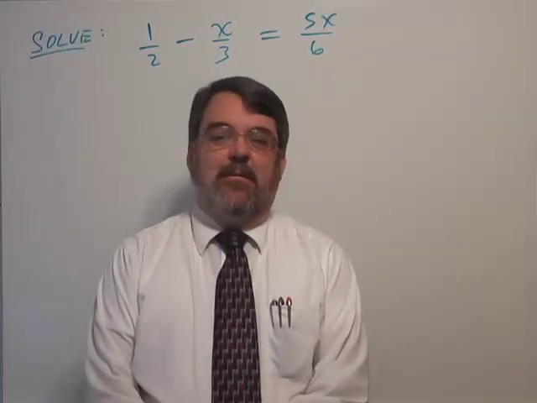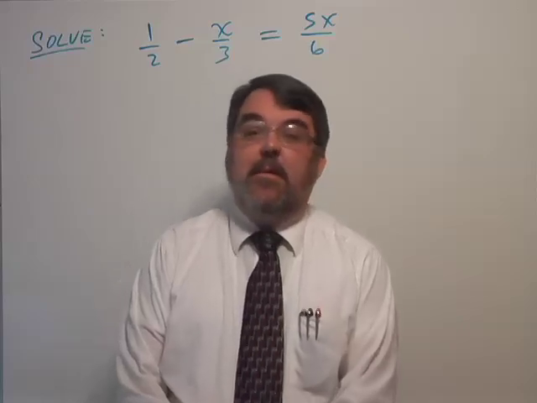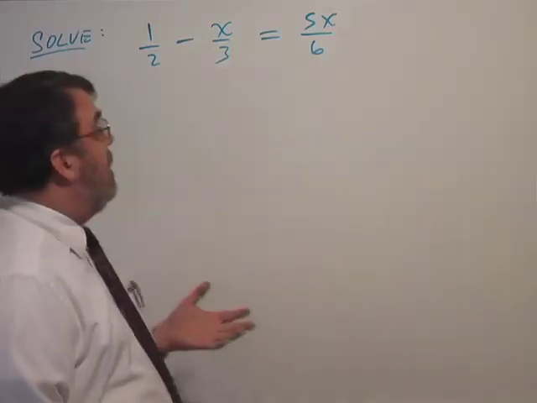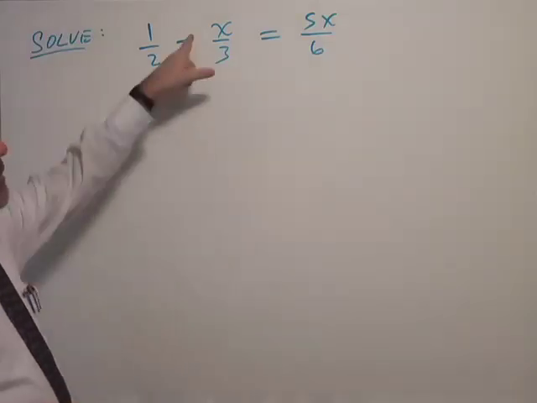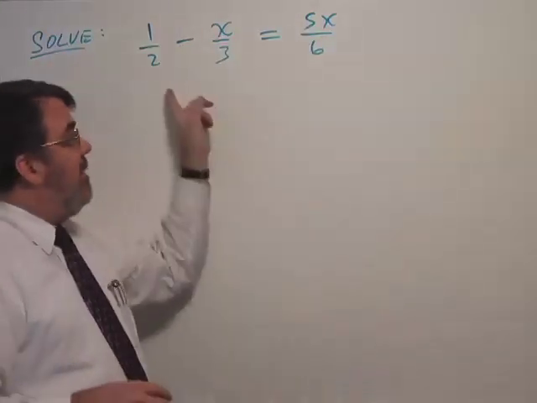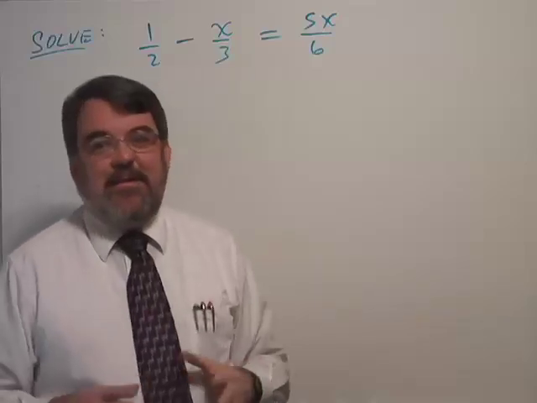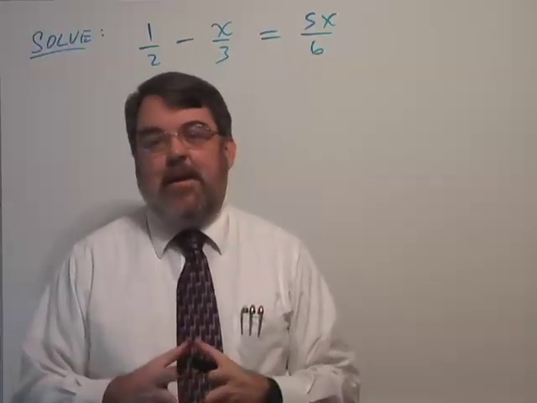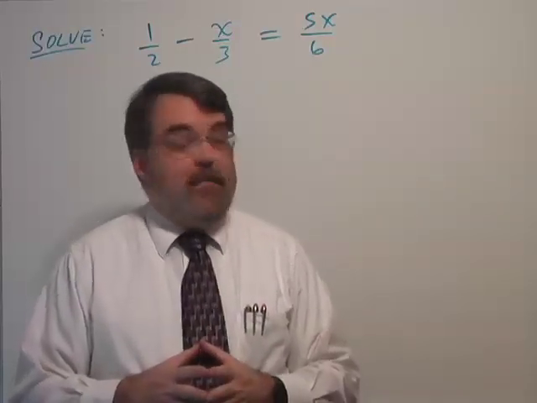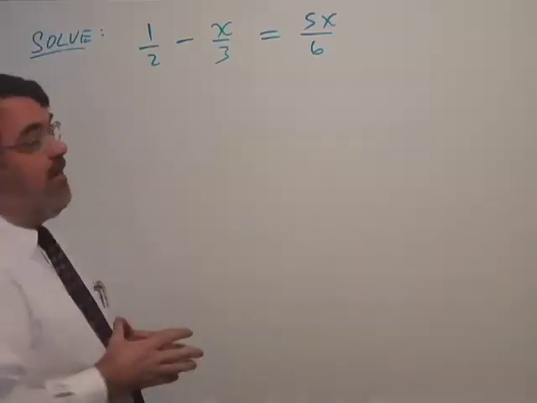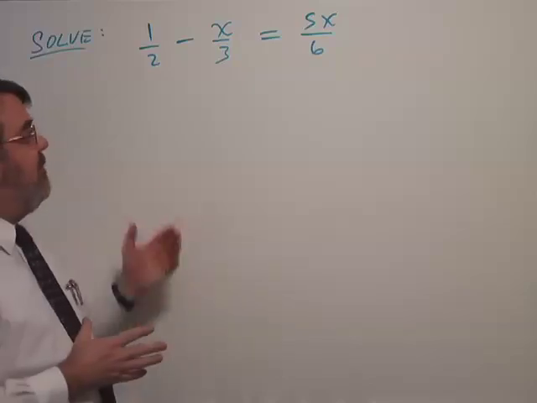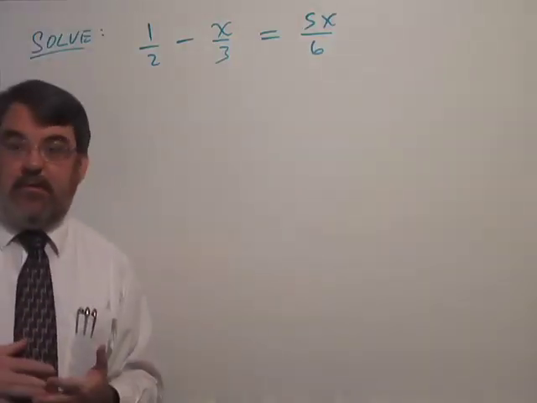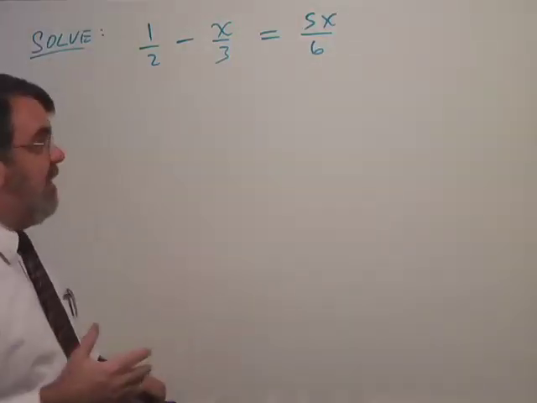Here's a linear equation with fractions in it. A linear equation with fractions is still linear as long as the x's are in the numerators. Now when x's appear in the denominator, then it's no longer linear. In any event, the secret in solving these, and I'm sure you've done these before, is to find a way to eliminate the fractions. And that's usually the easiest approach.